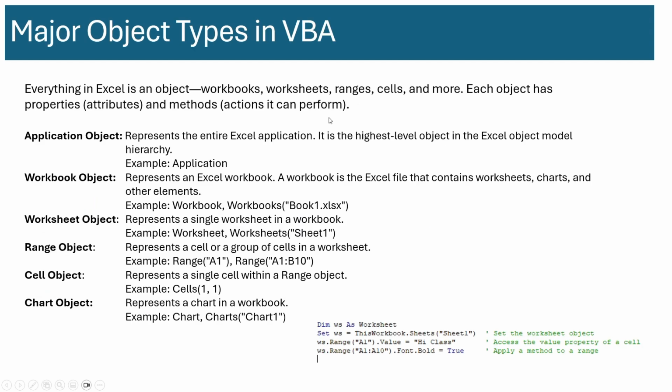Now, within the VBA code, there are several objects. There are several object types that you will see when you record a macro. You will sometimes see an application object. It will say application dot workbook dot something. And then there's a workbook object, and there's a worksheet object, range object, cell object, chart objects. So it's referring to different objects that could be present in your Excel.